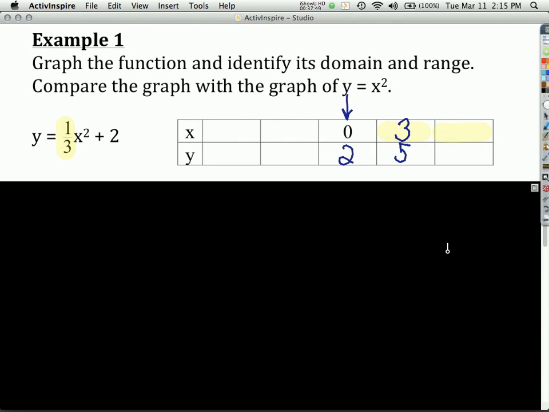Thinking about logic, what should we use next? What would be the next best choice?